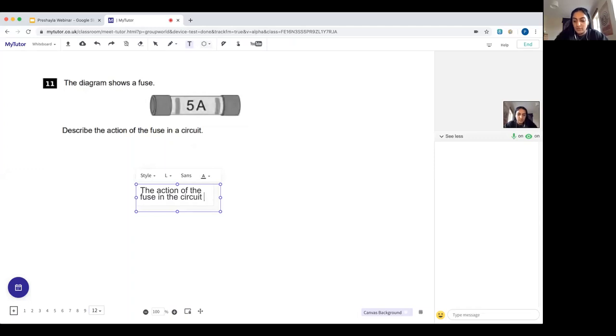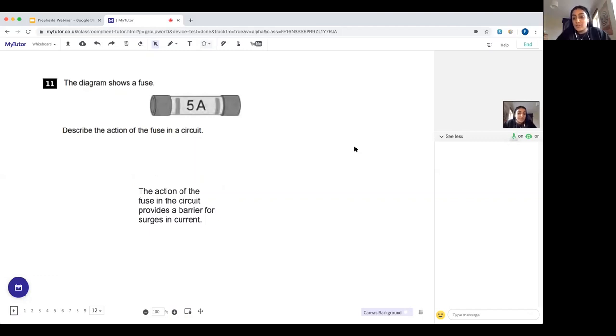Cool, so a few of you are getting the correct answer, which is that the action of the fuse in the circuit provides a barrier for surges in current. Okay, so the fuse will melt if the current becomes too high, and in our case if the current is bigger than 5 amps. So as soon as we get a current that is bigger than 5 amps, the fuse will melt. It just can't handle the current, okay? And it can't handle a current that is bigger than 5 amps.